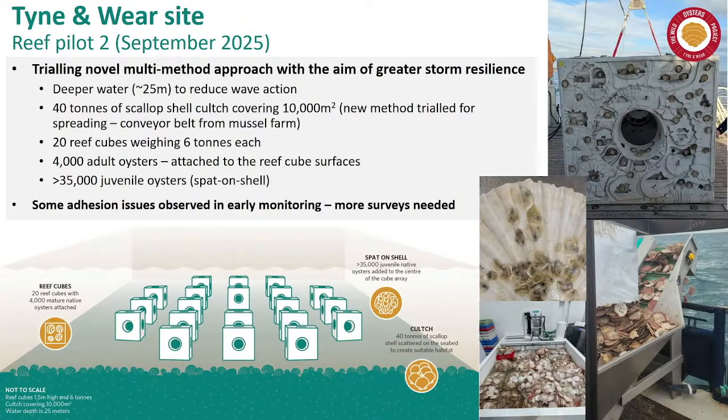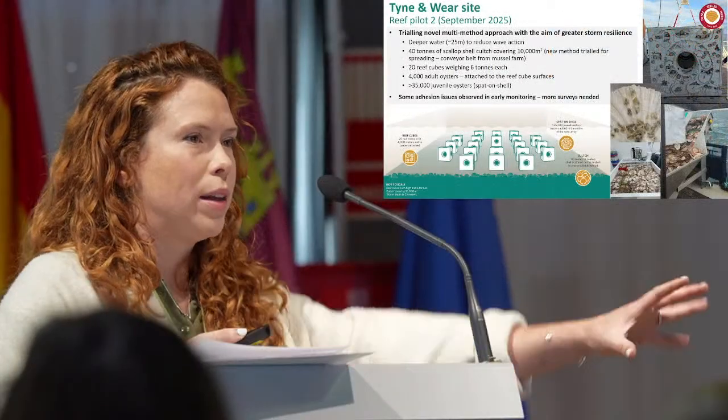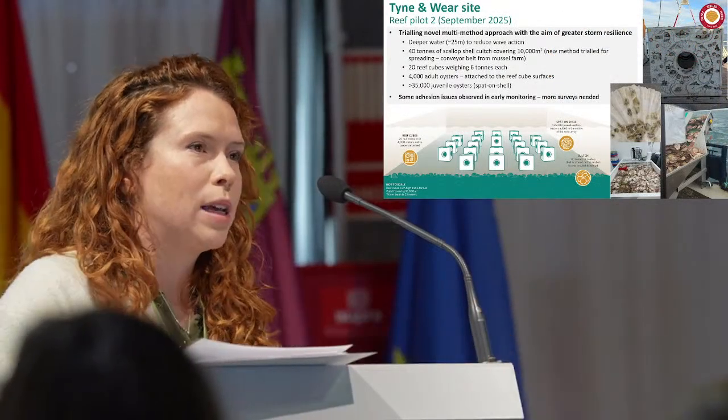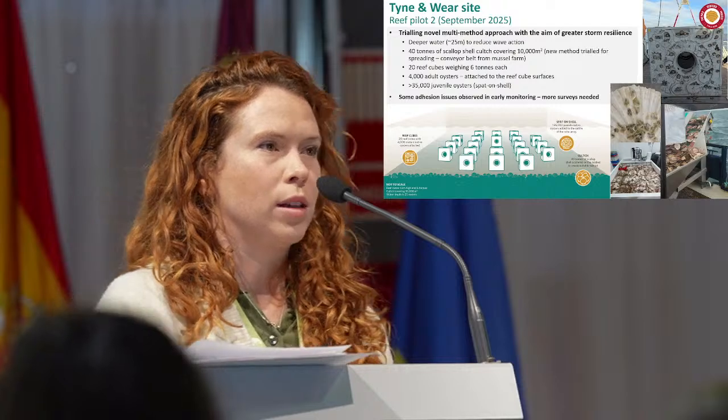Oyster reef cubes, with the aim of gaining a greater storm resilience at a slightly deeper site, around 25 metres in depth. So we deployed 20 oyster reef cubes, each weighing about 6 tonnes, along with 40 tonnes of scallop shell culch and 4,000 mature native oysters attached onto those oyster reef cubes. And then in the middle of the cube array, we deployed 35,000 spat-on shell as well.